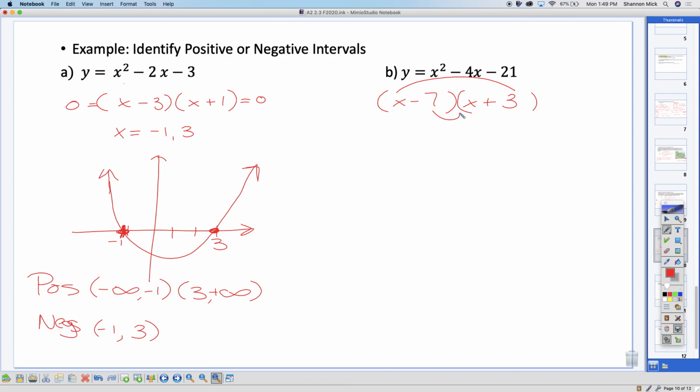I have +3 and -7, which gives me -4. This multiplication combined with this multiplication gives you your middle term. That's in that FOIL. A way to figure it out too is if it's a minus something x, the first one's always going to be negative.